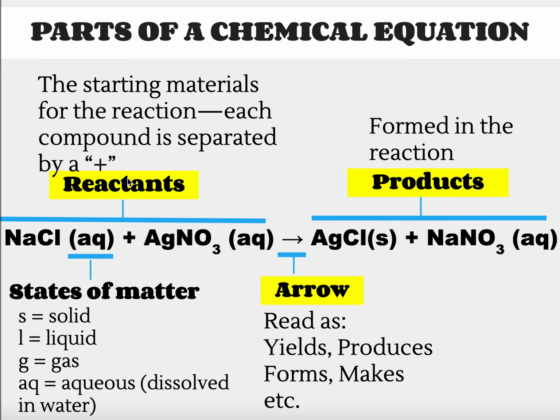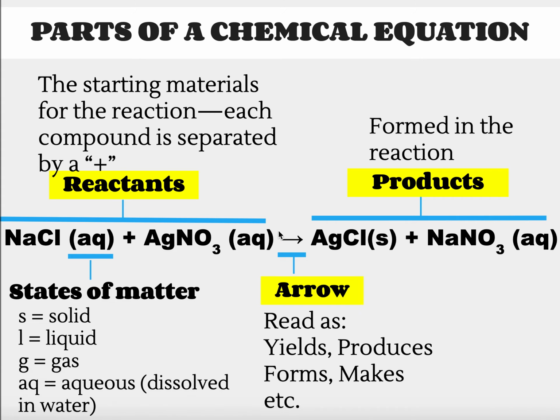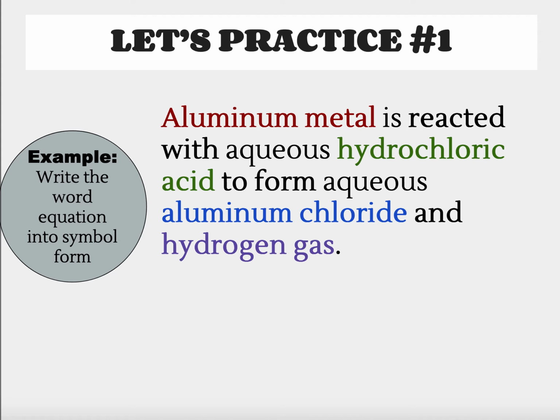But the highlighted parts, you do need to know the basic skeleton of a reaction, that we have our reactants, our arrow is what separates the two, and our products on the right.